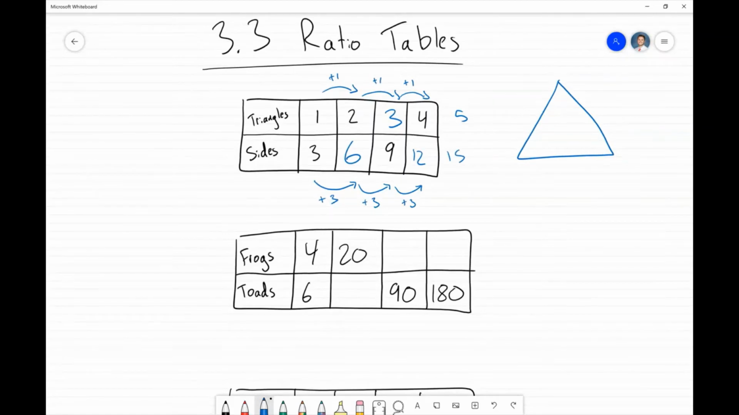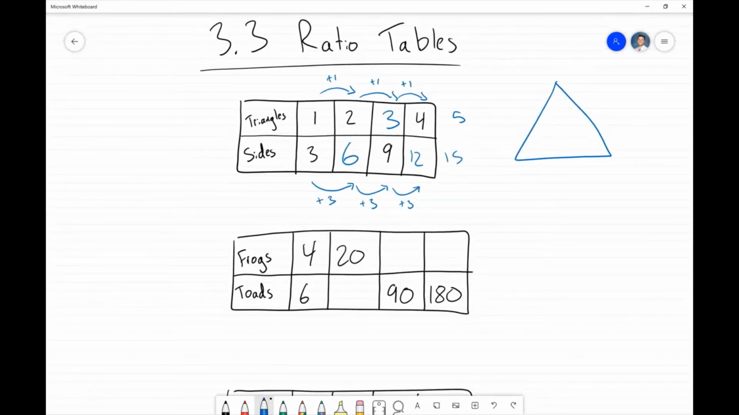Okay, now, if we're looking at this second example with frogs and toads, we've got a ratio of 4 to 6. Now in this case, right, you'll see this is not adding a certain amount here, but instead, we can see that 4 times 5 is 20. So we need to do the same here. If we're multiplying by 5, we need to multiply by 5. 6 times 5, we get 30. Now in this case, going from 30 to 90, we know that 30 times 3 is 90. So 20 times 3 would be 60. And then here from 90 to 180 is being multiplied by 2. So 60 times 2 would be 120.